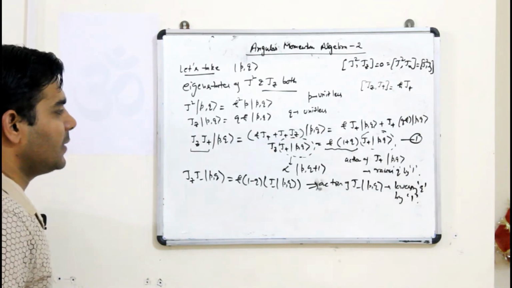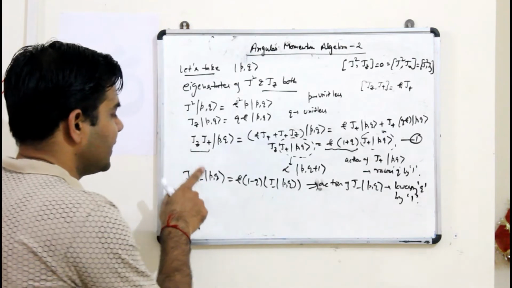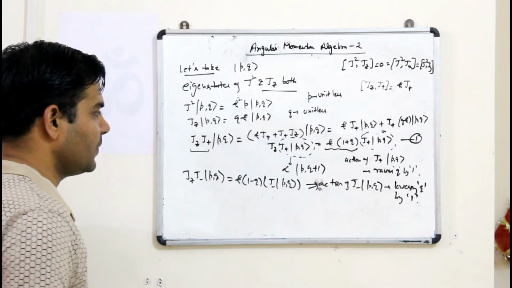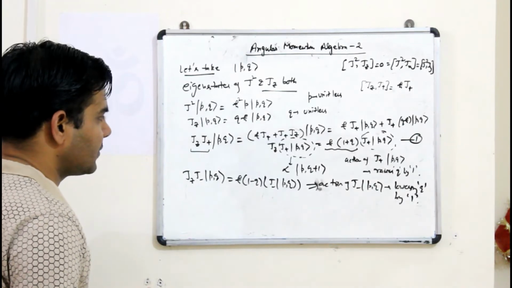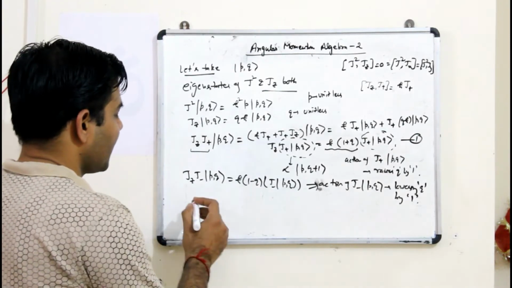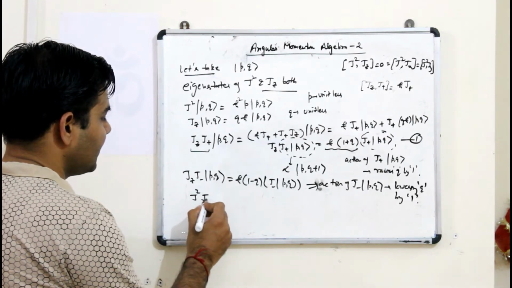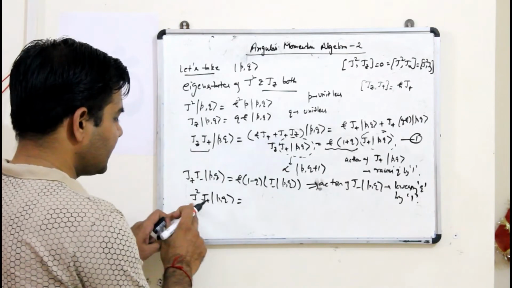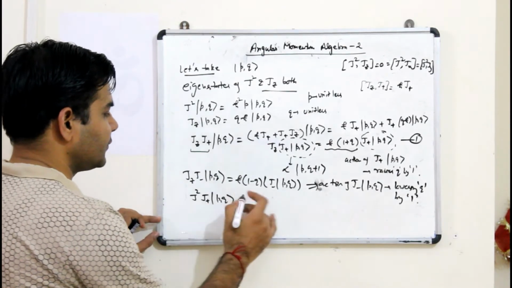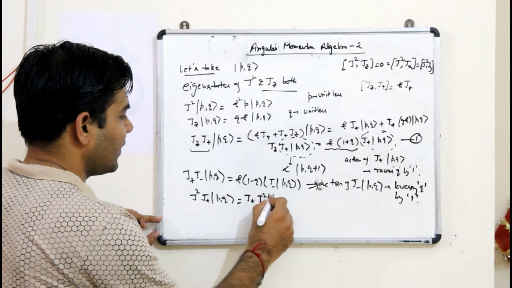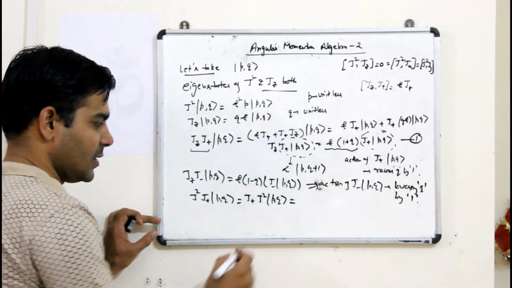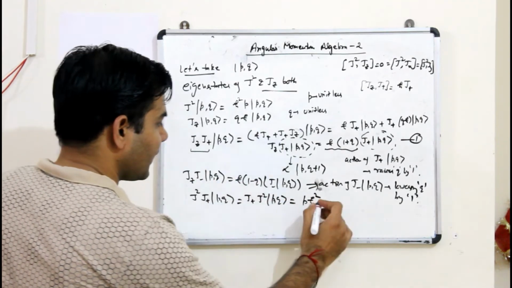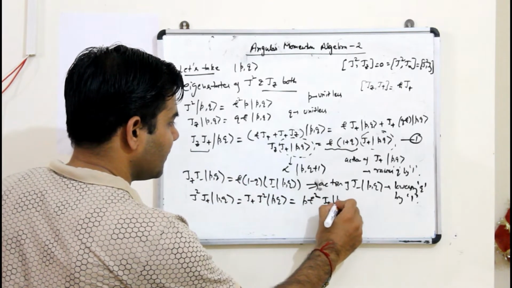Alright. Now, having understood the action of J plus and J minus on the state |p,q>, let's see one more interesting thing. What is the action of J square J plus acting on |p,q>? These two operators commute with each other. So I can write J plus J square acting on |p,q>, that is p ħ² and J plus acting on |p,q>.